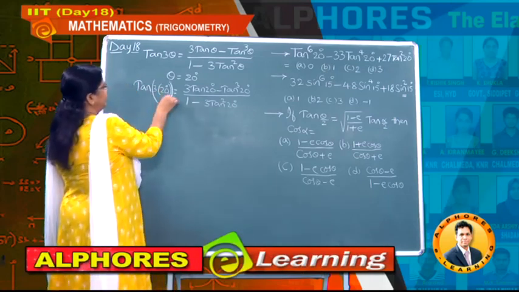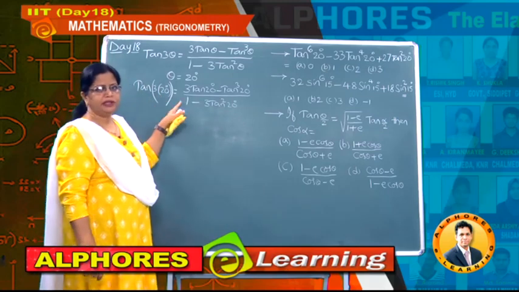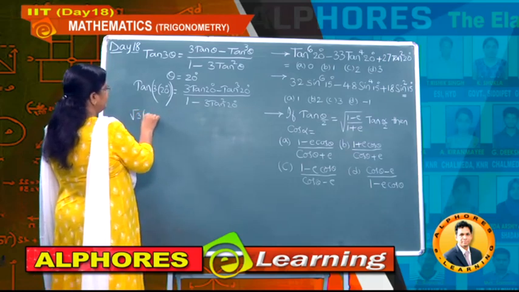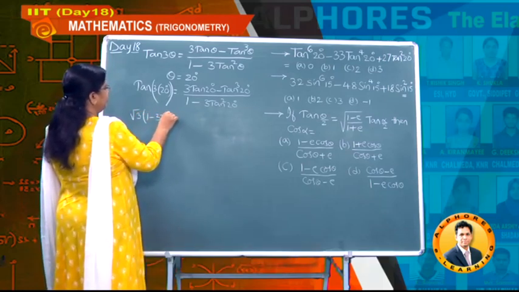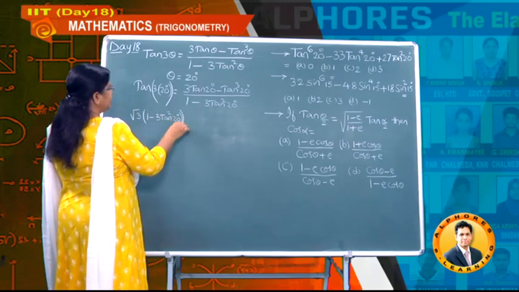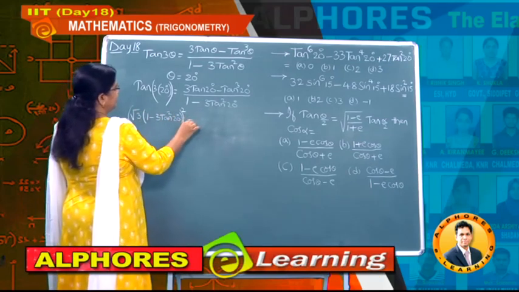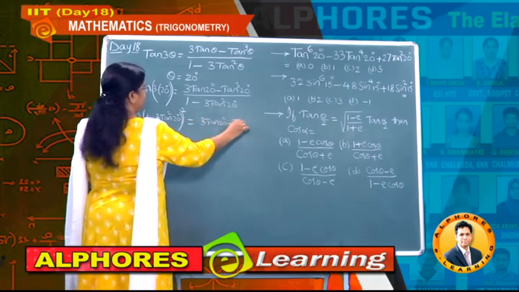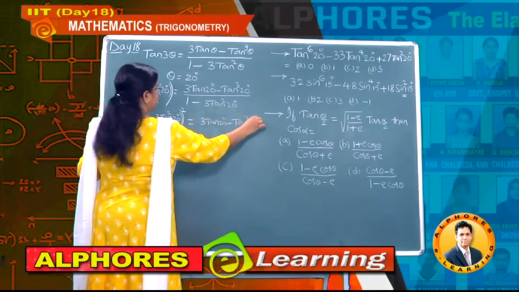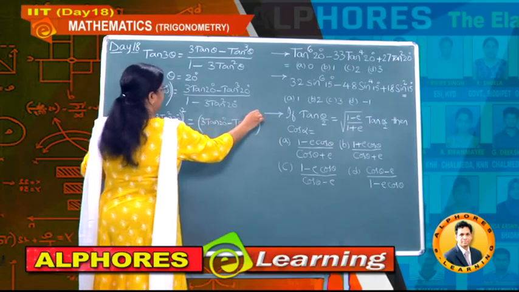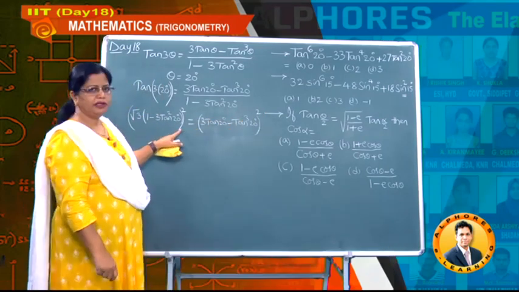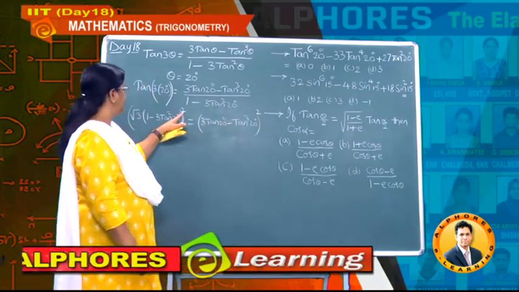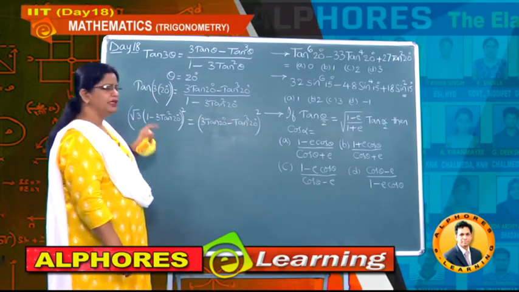What about the tan 60 degrees value? It's nothing but root 3. So root 3 into 1 minus 3 tan square 20, whole square. We are squaring both the sides, and this side you have 3 tan 20 degrees minus tan cube 20 degrees, whole square. Okay students, so now the entire problem you have in terms of 20 degrees. So this is whole square and here also whole square, along with this root 3.